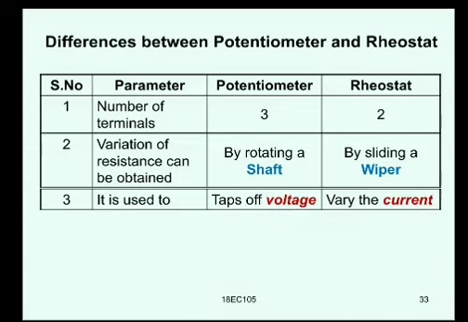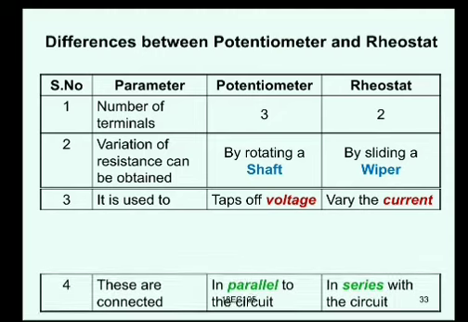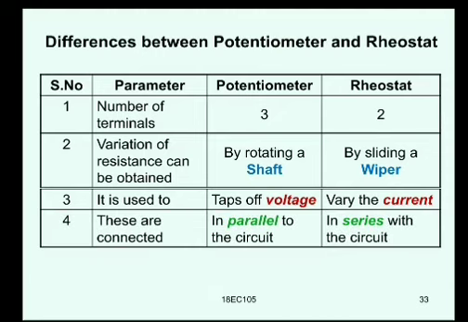Then it is used to tap off voltage, as we have been talking. Pot itself means a potentiometer or potential divider. Then rheostat is used to vary the current. Then where they are connected: potentiometers are connected in parallel to the circuit, whereas a rheostat appears in series with the circuit.